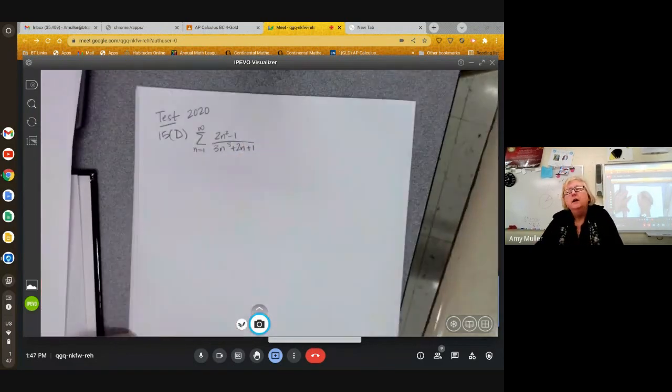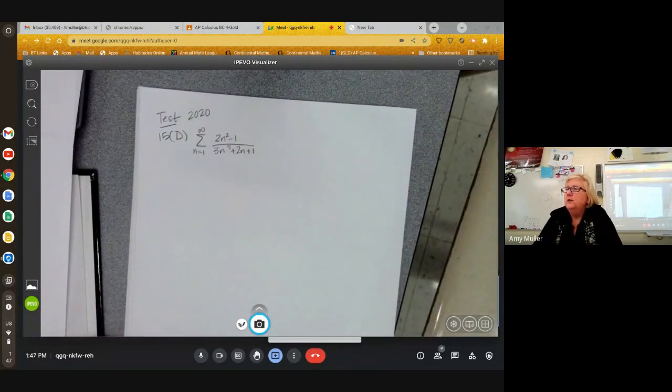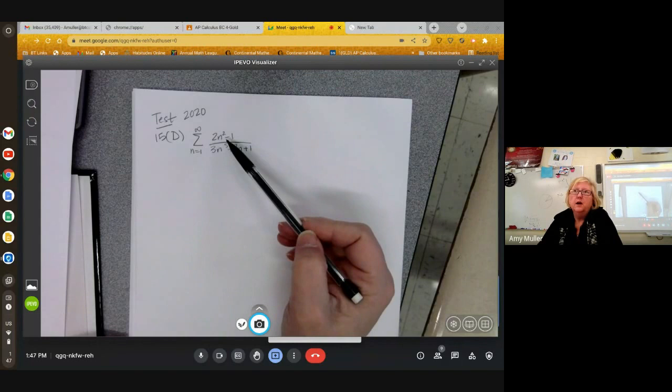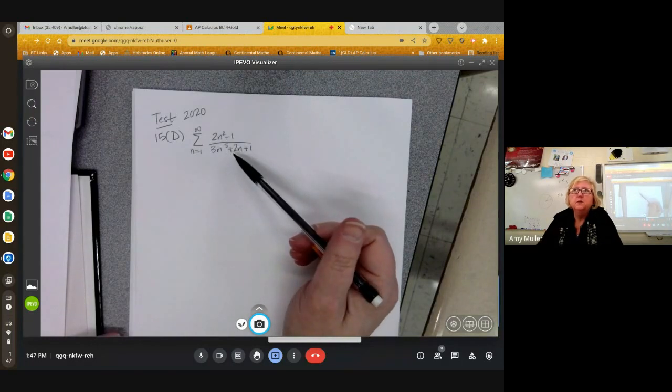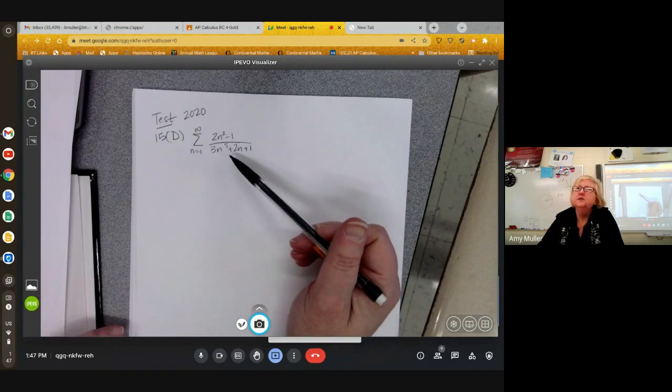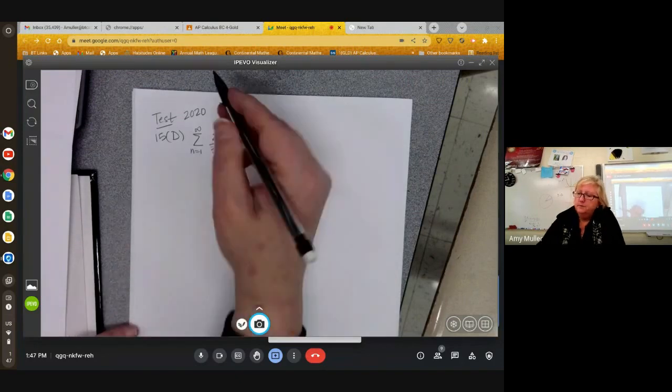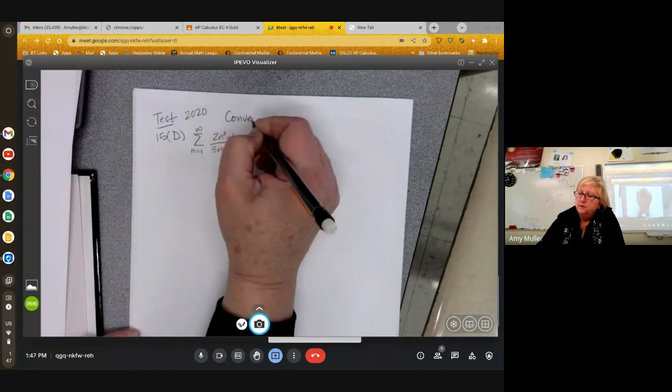All right, so we're trying to figure out whether this one converges or diverges. Well, first things first. If I did the nth term test for divergence in my head, the degree of the top is 2, the degree of the denominator is 5, which means the limit is going to 0. So the nth term test doesn't work for divergence. What's the question? Converge or not converge?